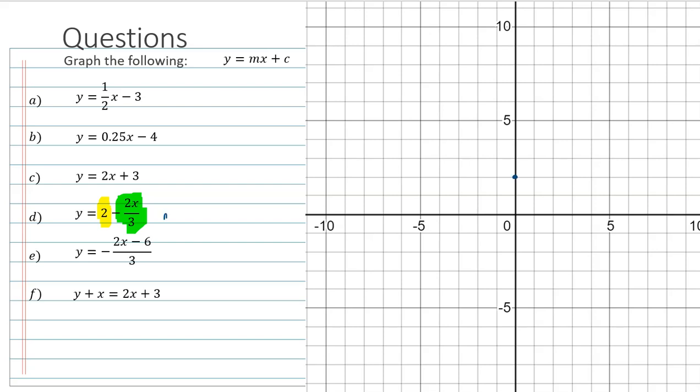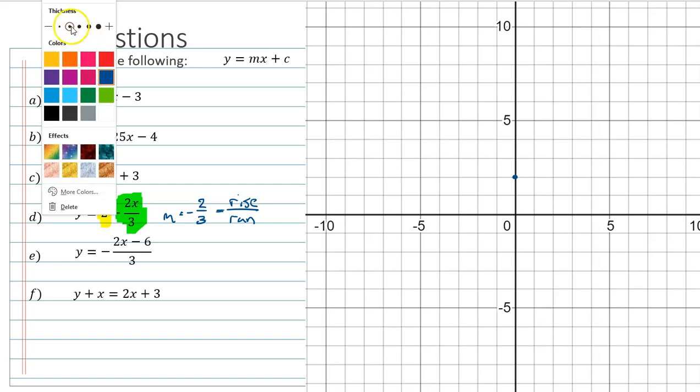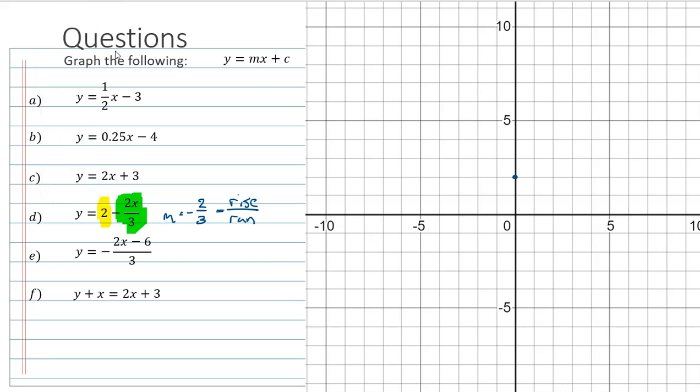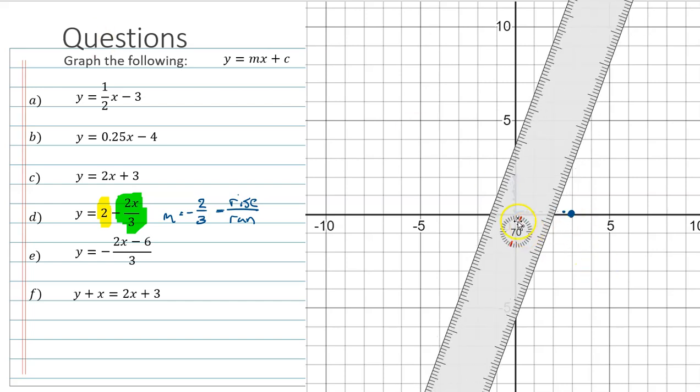And then we've got an m of -2 over 3. So again, as the rise over the run, we can see that for every 2 we go up, we're going to go across 3. But notice there's a negative. Because there's a negative there, we're going to go down 2 and then across 3. So we'll go down 2 here, across 3, and these will be our 2 points here.